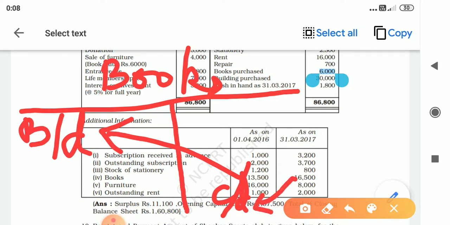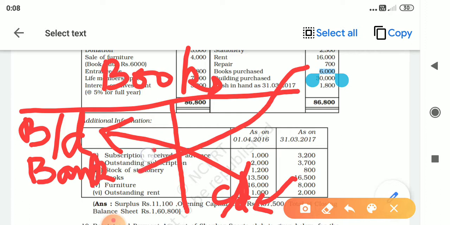Now we have book purchased 6,000. It will come here as bank, or you can write cash. 6,000. This 6,000 book purchased will also come in the debit side. So now the balancing figure is depreciation. It will appear here. Depreciation.